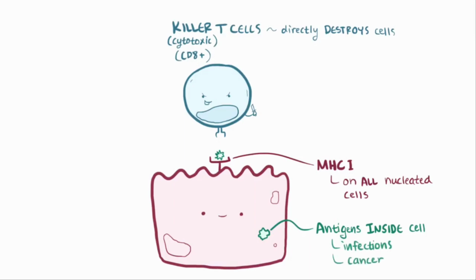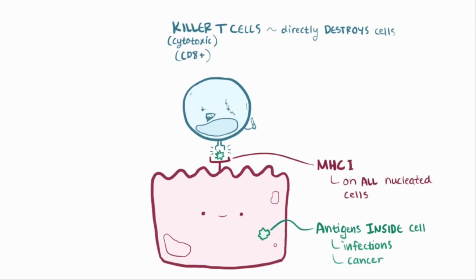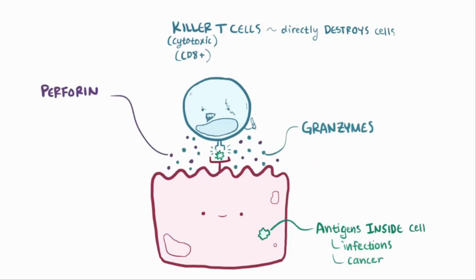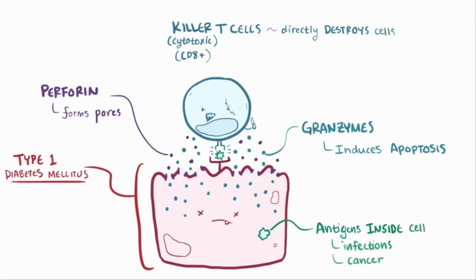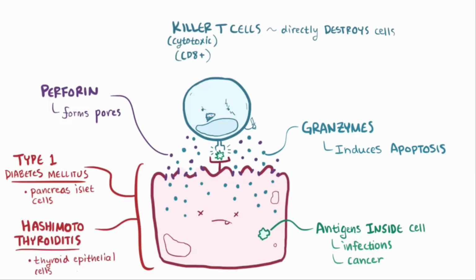If this were to happen, then an effector cytotoxic T cell specific to that antigen would use its T cell receptor to bind to the MHC class I molecule, which would cause it to release its payload of perforin and granzymes. Perforin would perforate the target cell by forming pores, and these pores would allow the granzymes to enter the cell. Once inside, the granzymes induce apoptosis, or programmed cell death. Diseases where this cytotoxic mechanism is involved include tissue destruction in type 1 diabetes mellitus, where CD8 positive T cells attack pancreas islet cells, as well as Hashimoto's thyroiditis, where CD8 positive T cells attack thyroid epithelial cells.